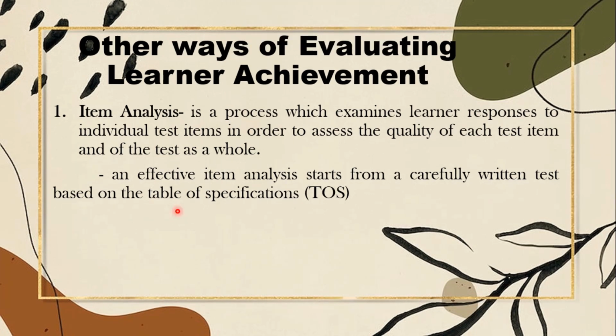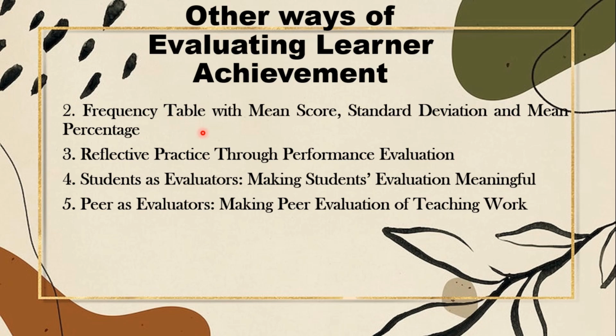Aside from item analysis, we also have the frequency table with mean score, standard deviation, and mean percentage. In addition to the item analysis, you may also measure learner achievement by using a frequency table for pretest and post-test results. The mean score, standard deviation, and mean percentage of pretest and post-test are computed and compared. Learner achievement is determined by calculating the mean score or mean percentage increase from pretest to post-test.